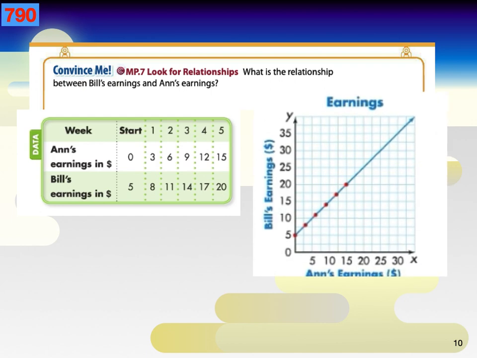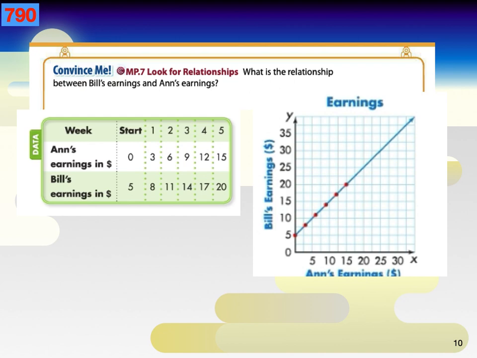Okay, so what relationship can you see between Bill's earnings and Ann's earnings? Look at Bill's and Ann's earnings. If Ann at the start has 0, then Bill at the start has 5. In week 1, Ann has 3 and Bill has 8. Then week 2, 6 to 11, week 3, 9 to 14, week 4, 12 to 17, and week 5, 15 to 20. What can you say about the numbers for Ann's earnings and Bill's earnings?